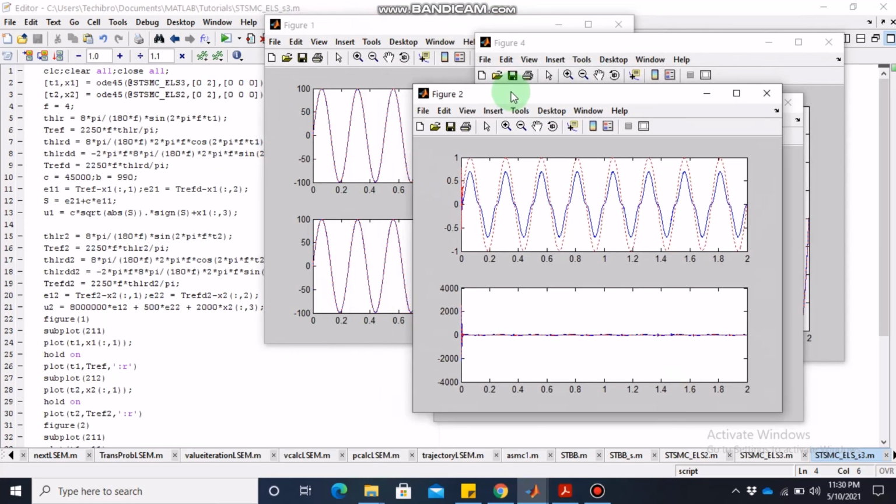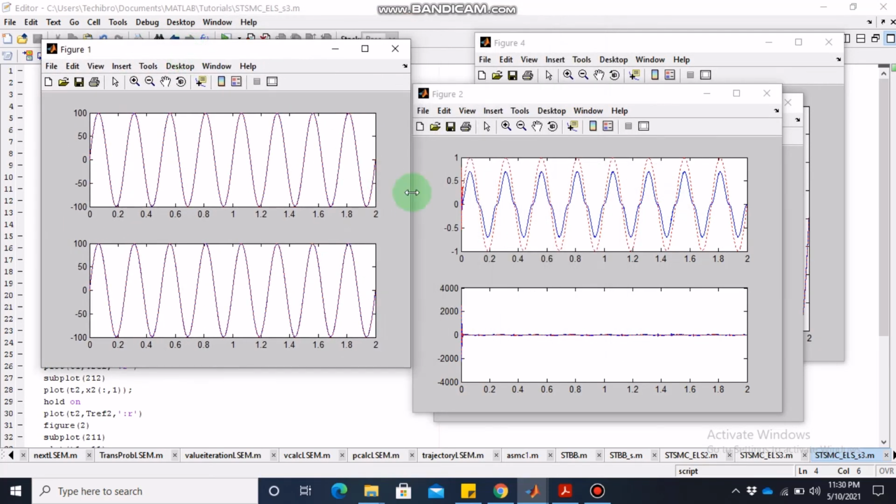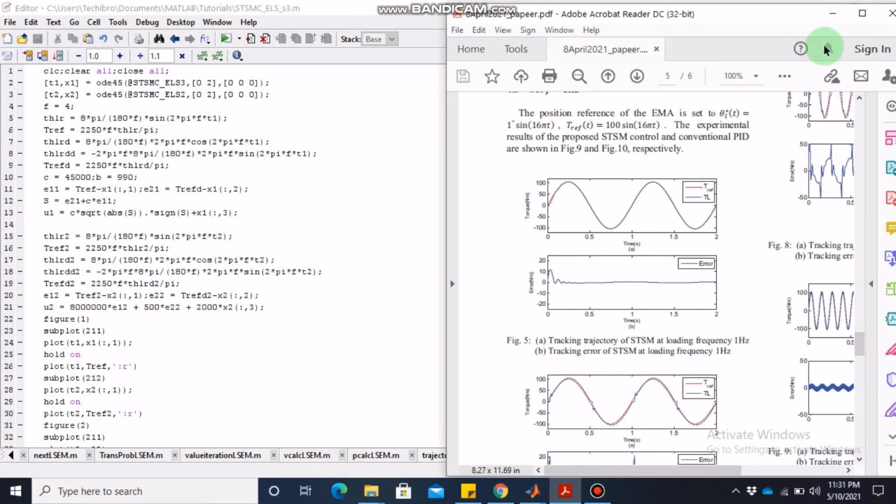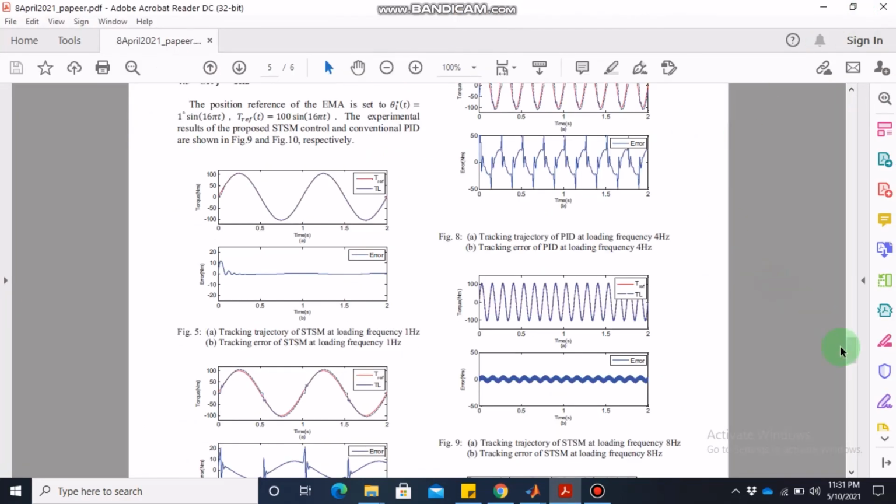Again PID is slightly worse than sliding mode, but not too much. Error is again within 1%, and you can see here the tracking is quite good. So that is all for now. So that was the video related to the dynamic load simulator.